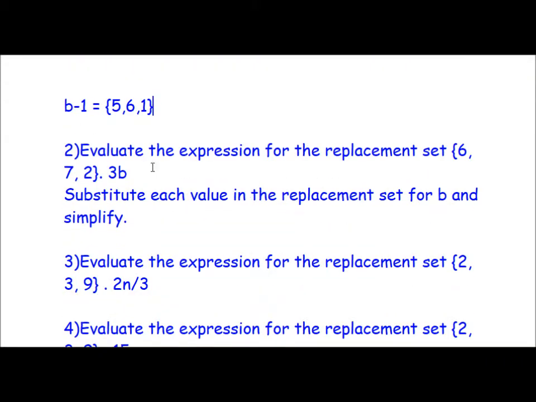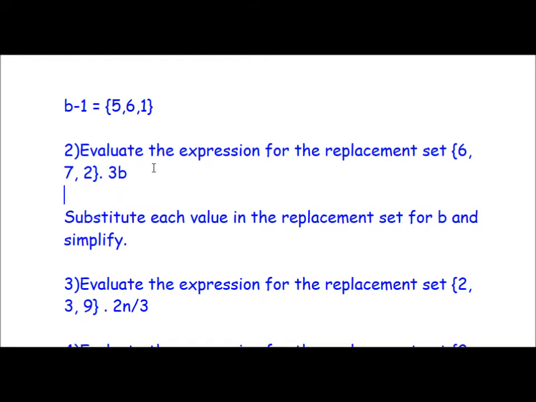Let's do another. For this example, b is 6, 7, 2. So how much will 3b be? 3b will be 3 times each of the elements in this given set. So 6 times 3 is 18. 7 times 3 is 21. 2 times 3 is 6. So this is the replacement set.